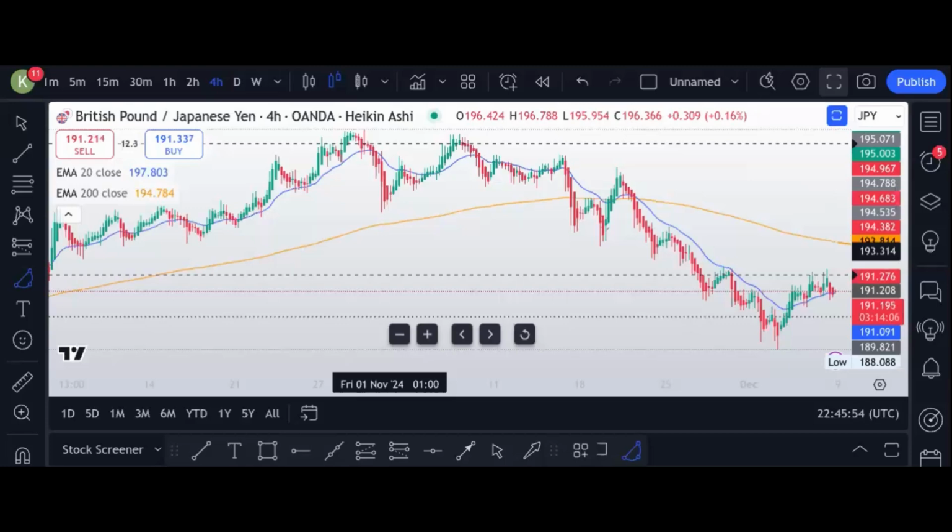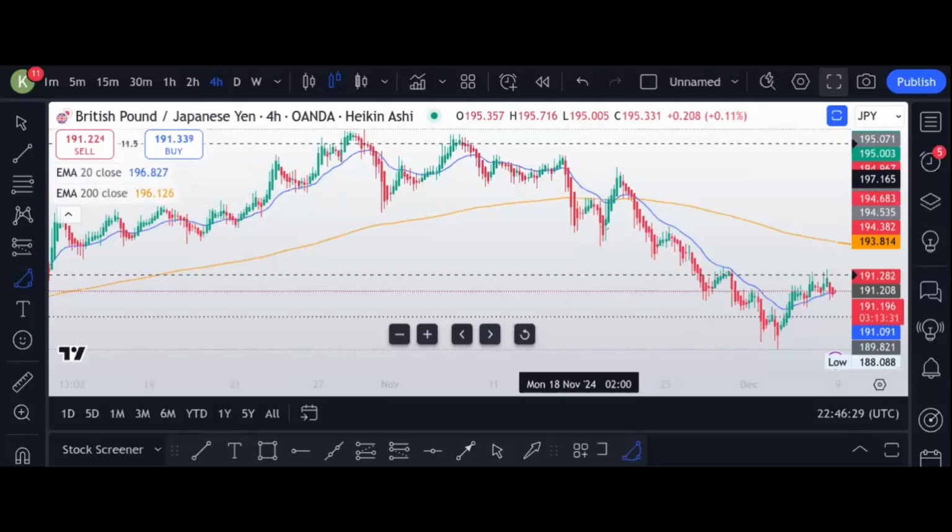So pretty much speaking, we're currently on GJ, which is the British pound against the Japanese yen. We're on the 4-hour time frame. Whenever we're doing our analysis, one of our confluences that we generally use is our EMA, which is our exponential moving average. We generally like using our 20 and our 200 moving average so that we can have a nice overview of what the market is doing.